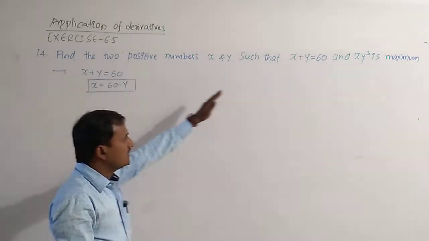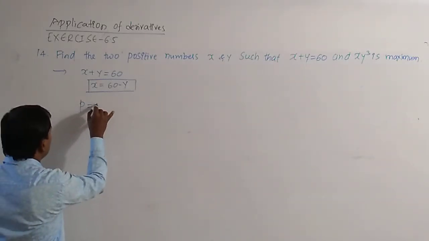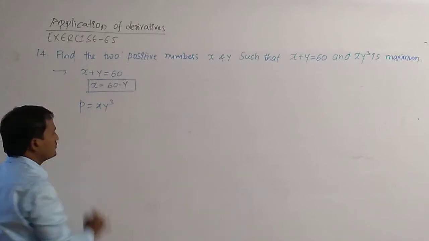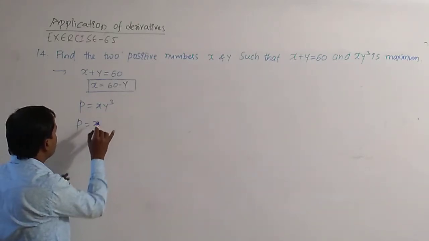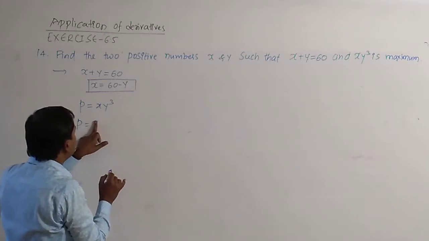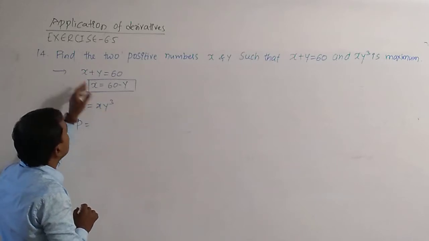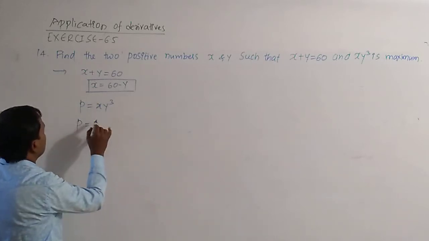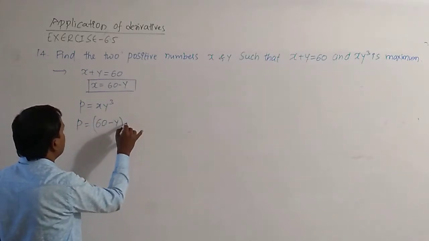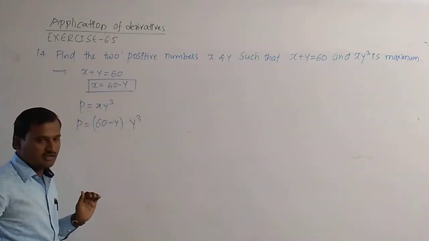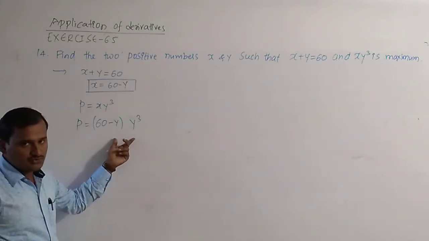And also they have given the product. The product of those two numbers is equal to x into y cube. Now in this product I will substitute the value of x. So what is the value of x? That is 16 minus y, into y cube. So this gives the product of these two numbers.